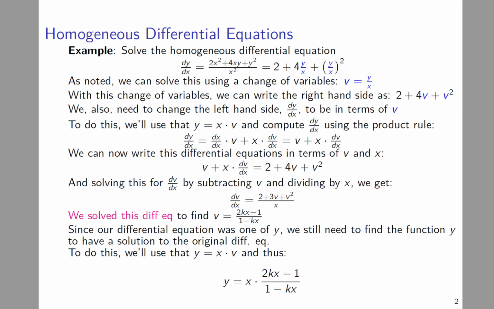These homogeneous differential equations give us good examples of differential equations that may not be separable to begin with, but with a change of variables, we can create a separable differential equation that we can solve.